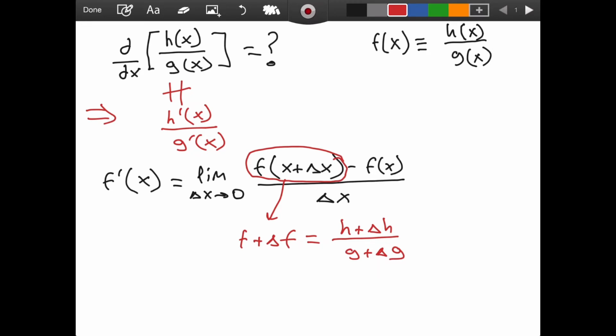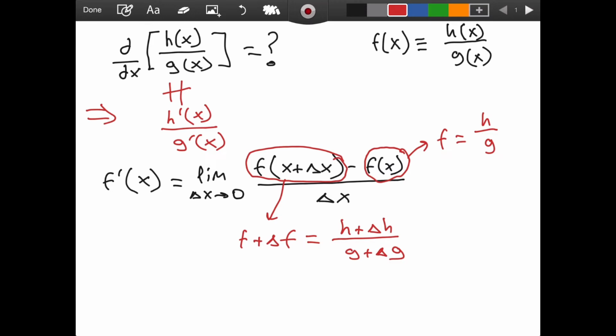So this is all great. And if you look at the second term, f of x, well, this will be just f. We were at an initial f, and we stayed there. There is no change. So by our definition, this will be h divided by g. Great.